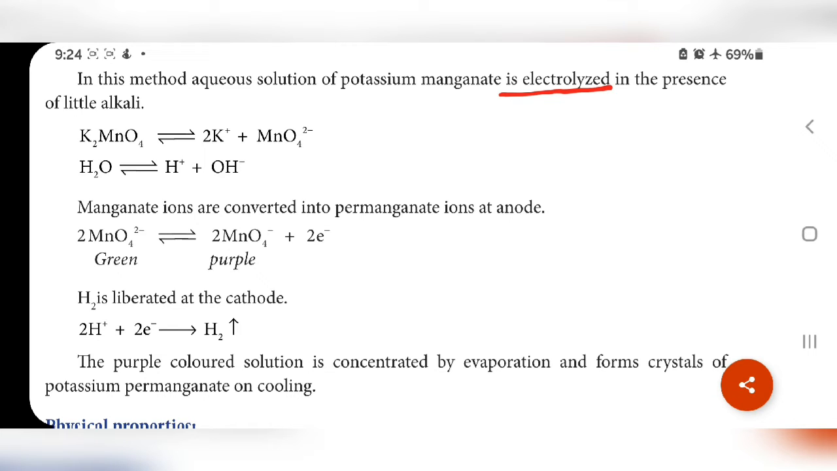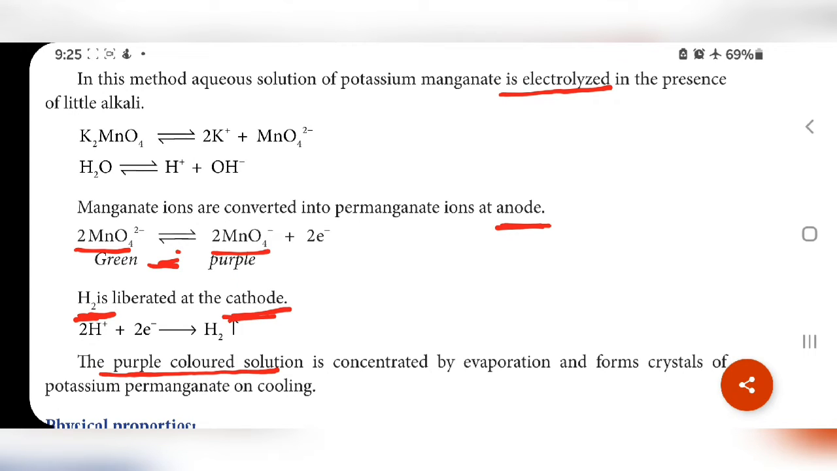During these reactions, manganate ion is converted into permanganate ion. That is, green color is changed into purple color. So, only purple color solution is obtained. This permanganate is obtained at the anode and hydrogen gas is liberated at the cathode.